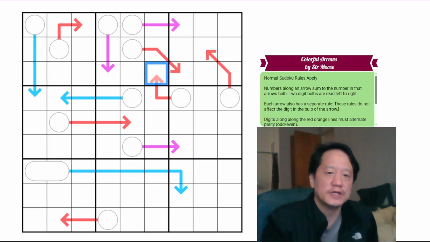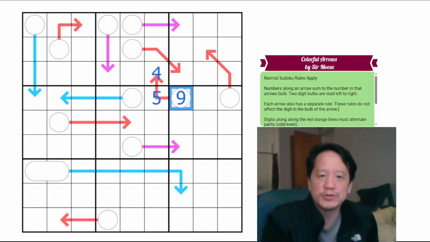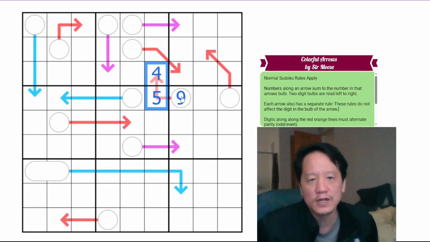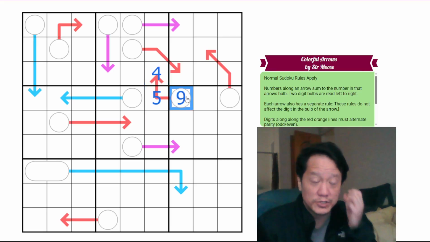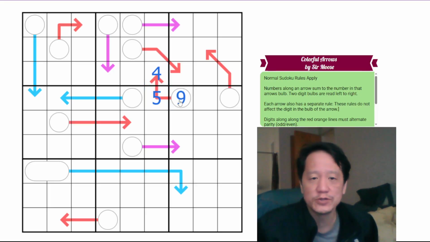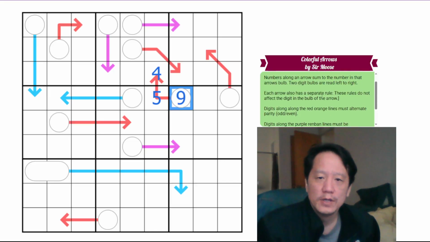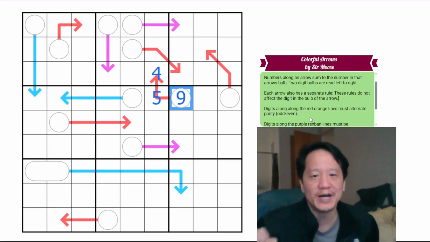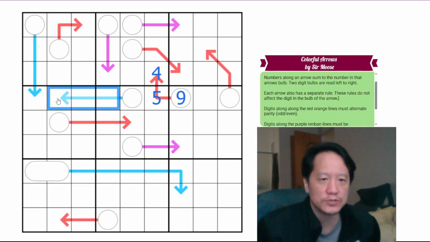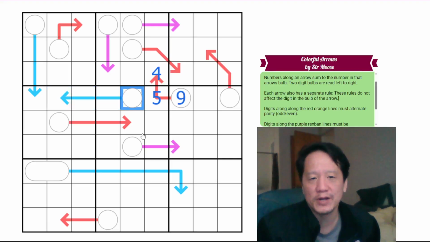Let's give an example. Say this is 4 and 5, then this would have to be 9 here, because the 2 digits along the arrow must equal what's in the bulb, which is a 9. So 4 and 5 add up to 9, so therefore this must be 9. And that's an example of how arrows work. Each arrow also has a separate rule, and these rules do not affect the digit in the bulb of the arrow. They are only related to the digits that are on this arrow. They do not apply to the bulb.